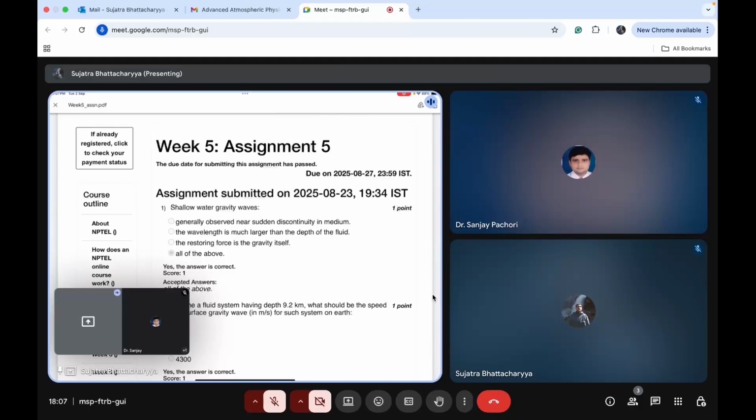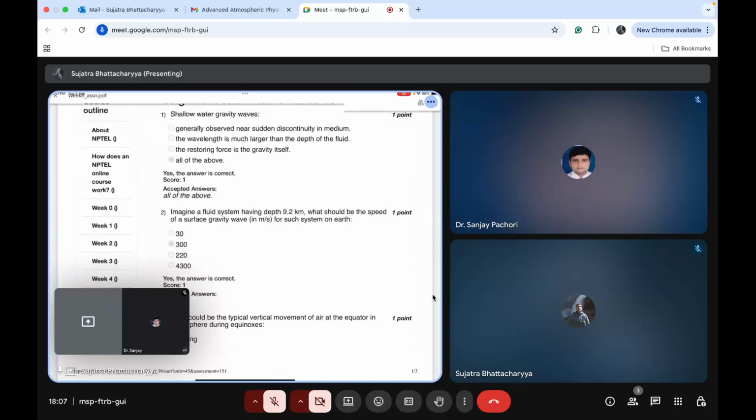Third, the restoring force is gravity itself, of course, because it's a gravity wave, density discontinuity is there, so the restoring force is gravity. We have discussed all these options, and hence shallow water gravity waves satisfy these three options. So all of the above is the correct option.